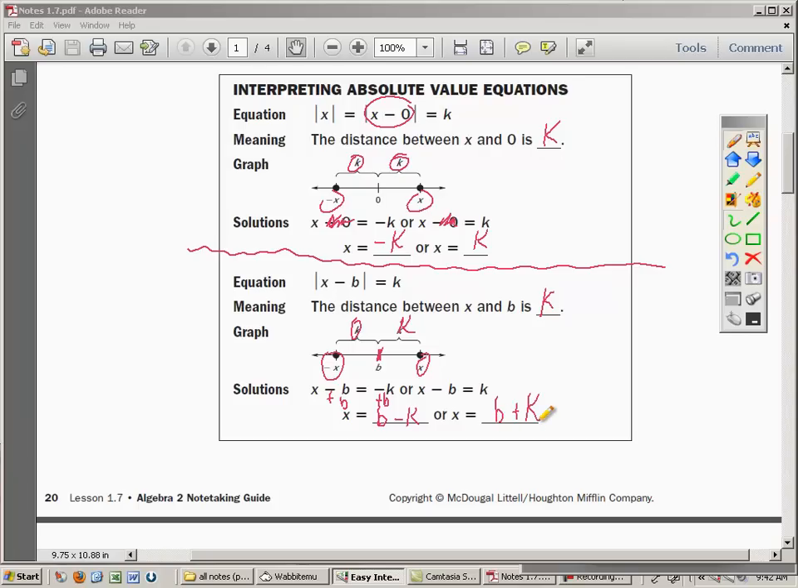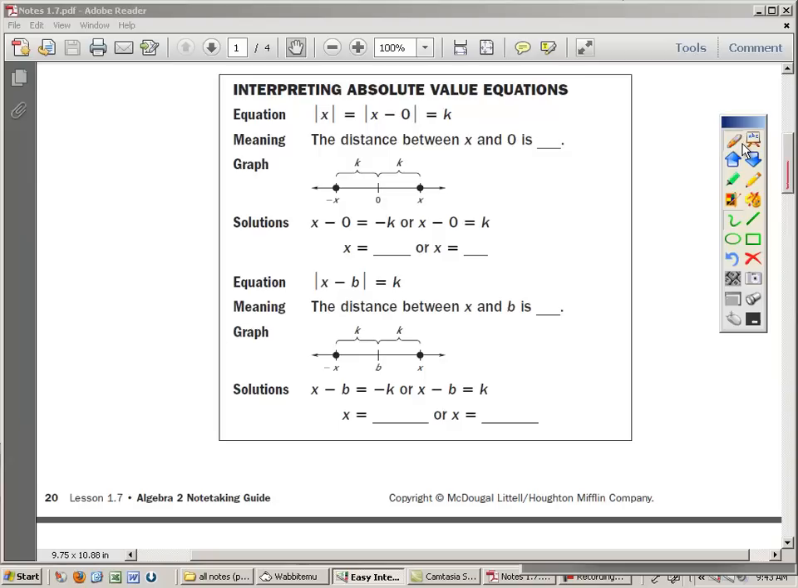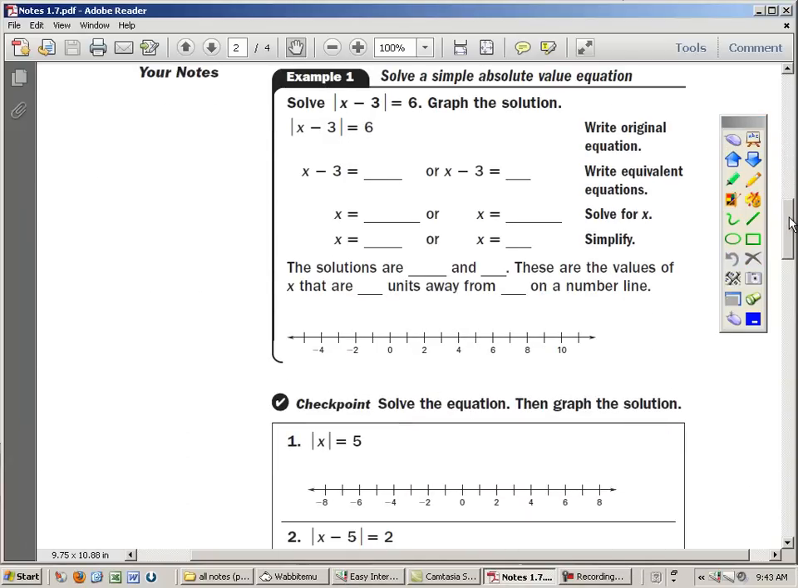Now, this might be a little bit more confusing in practice because you can't really memorize this. This doesn't necessarily work all the time, but we can think about this as saying, look, the distance between some number x and b is this value k. Well, it's either positive or negative of that number. And so we're going to take a look at a couple of examples here and see if we can't make some sense out of this. So what we're saying here is, look, the distance between x and 3 is 6.